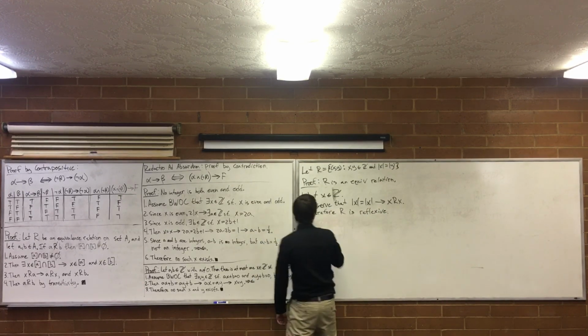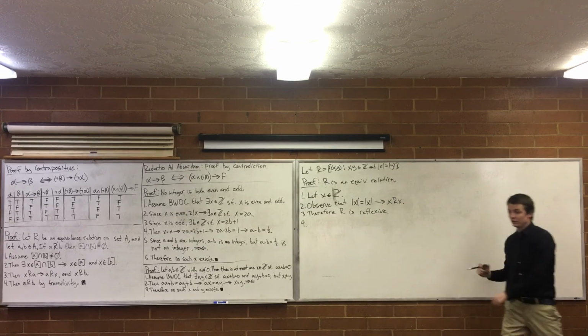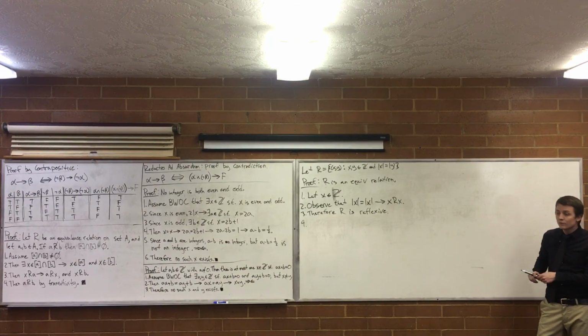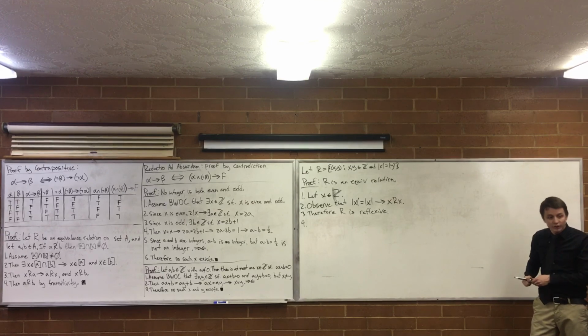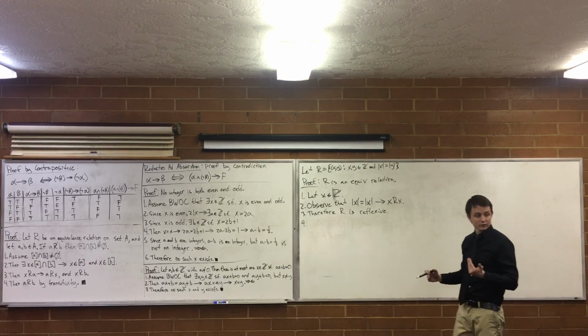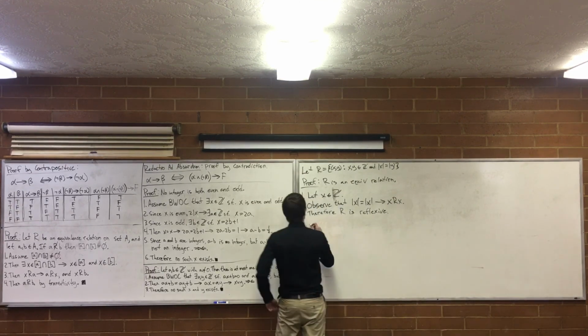Now we need to show it's symmetric. How do you show it's symmetric? Actually, it's y right here. Yeah, you show for any two integers x and y where x is related to y, then y is related to x. So now we need that.